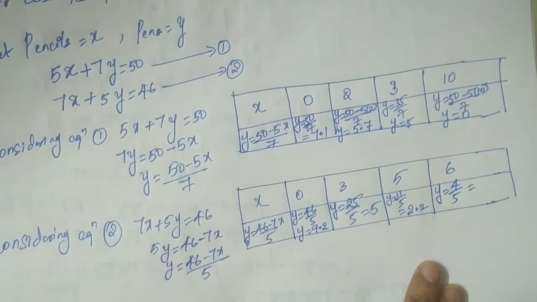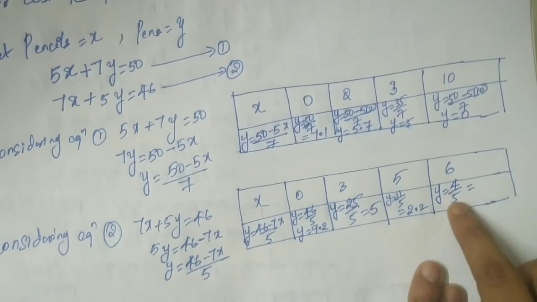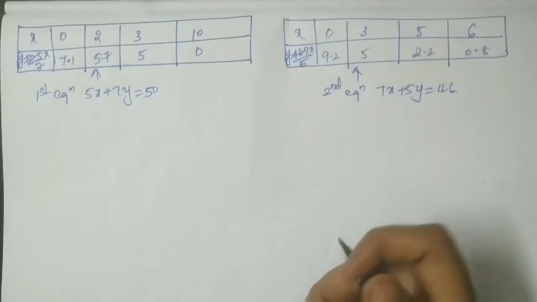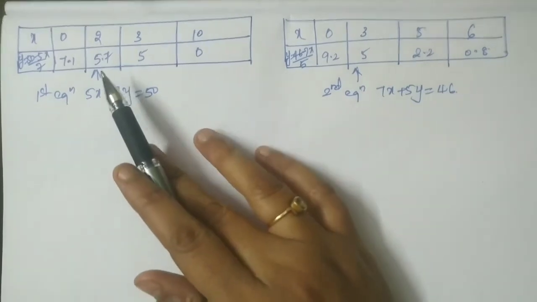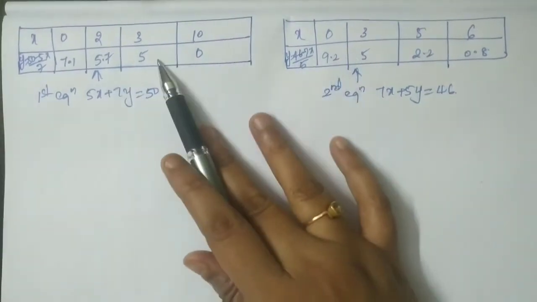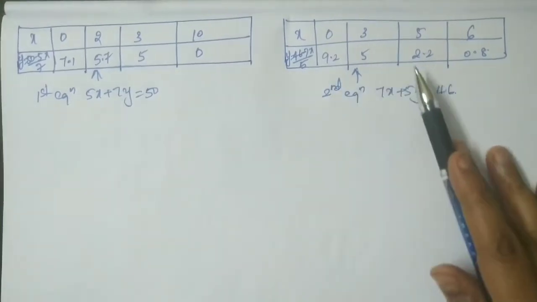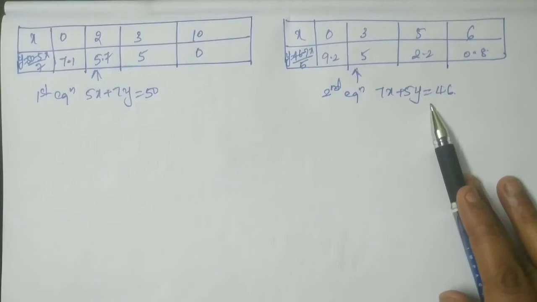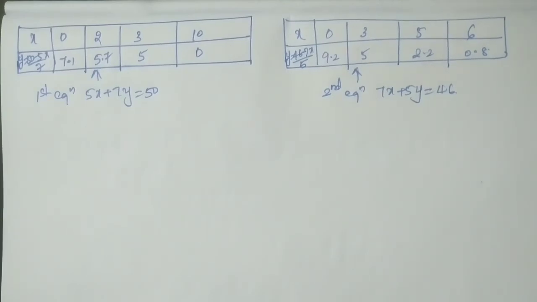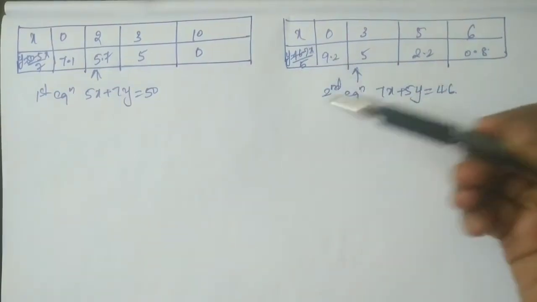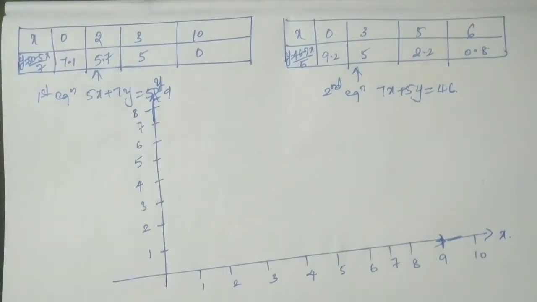Once you got the table values, you need to start substituting all these values in the graph. So what you have to do, take the table once again. I have written it because it was there on the previous page. So I have taken the same table. First table represents the first equation, second table represents the second equation. Now you have to take the corresponding x and y axes. You can see here x has maximum value up to 10. So I have taken the x axis up to 10.